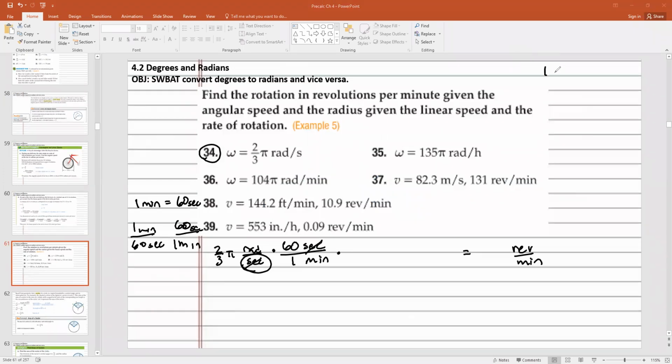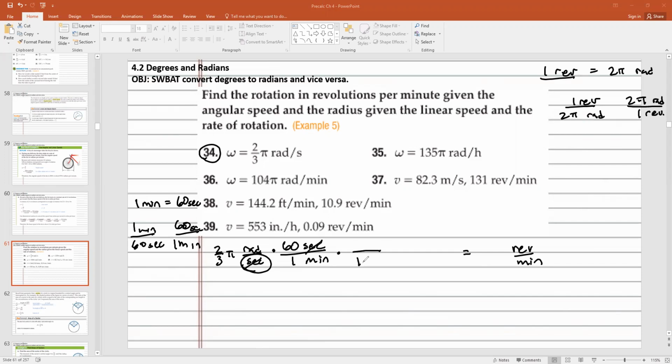So we know that one revolution is equal to 2 pi radians. Or we could say one revolution over 2 pi radians, or vice versa, 2 pi radians over one rev. It's the same as one revolution. All right. So our radians is on top. So what we want is we want our radians to be on the bottom so it can cancel out.